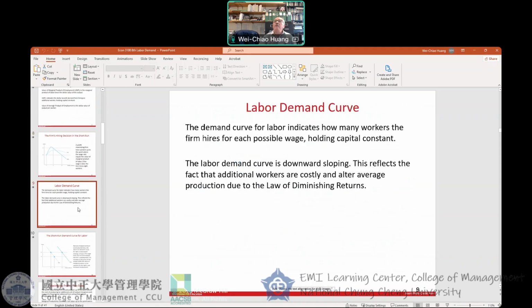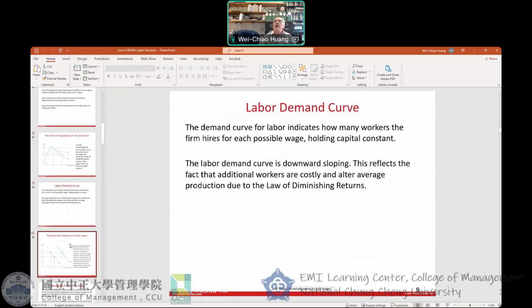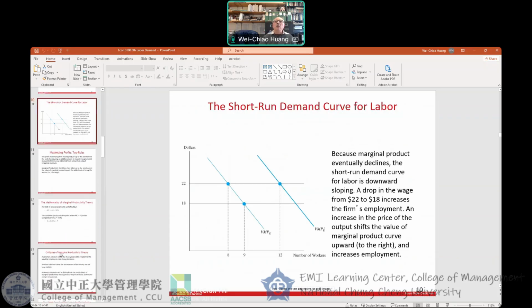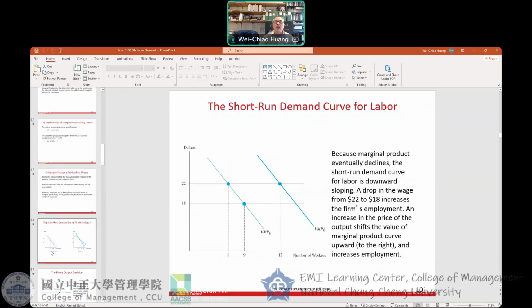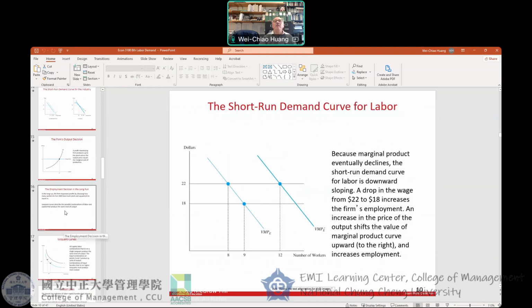And so we can derive the labor demand curve in the short run, which is part of the MRP, which is the downward sloping portion of the VMP curve. That's the short run demand curve for labor, right? And then we talked a little bit about how the short run demand curve for labor is going to shift out if the price of the output goes up. I skipped the rest of them and started to talk about the long run demand for labor.